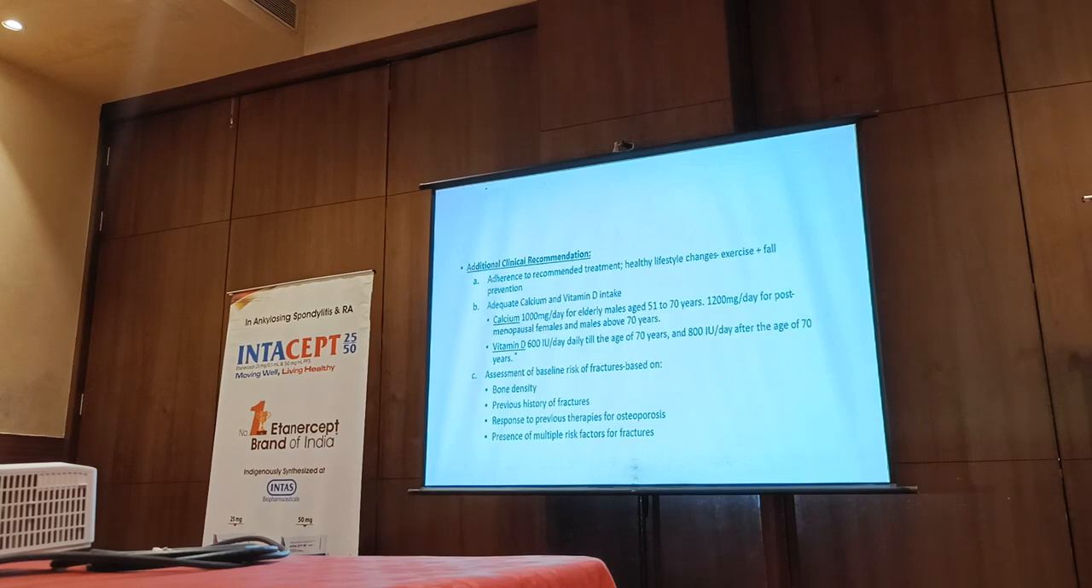So additionally, what are the things we can use? We can use calcium and vitamin D. Calcium needs to be 1000 mg per day in the elderly, and 1200 mg in those more than 70 years. Vitamin D: 600 international units per day up to 70 years, and 800 international units per day at 70 years and above.